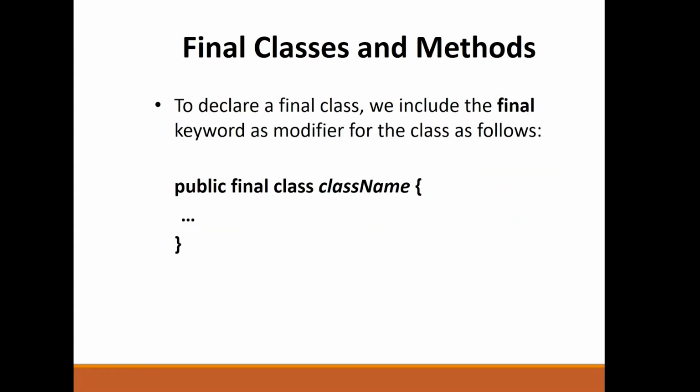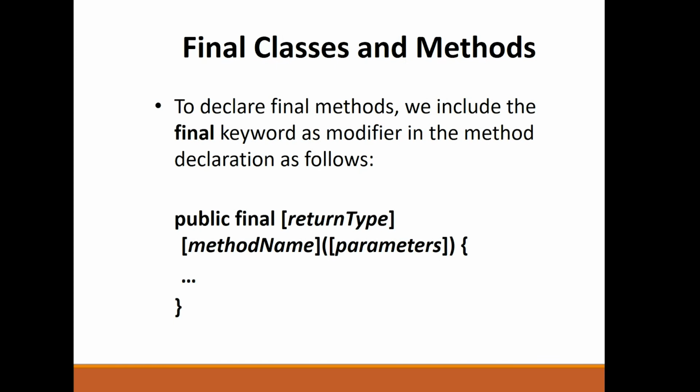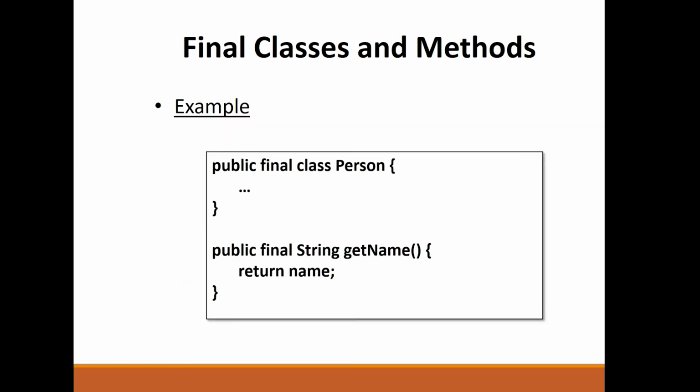So this is how we use final. As you can see, we just place the keyword final. So public final class and the class name. Same with the method, public final, and then the return type followed by the method name and the parameter. Okay, so for example is this one. You can see you have public final class Person and then public final String getName.